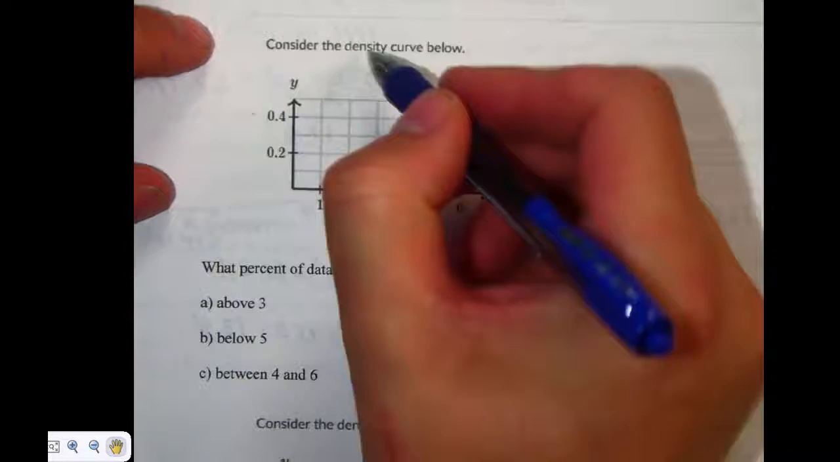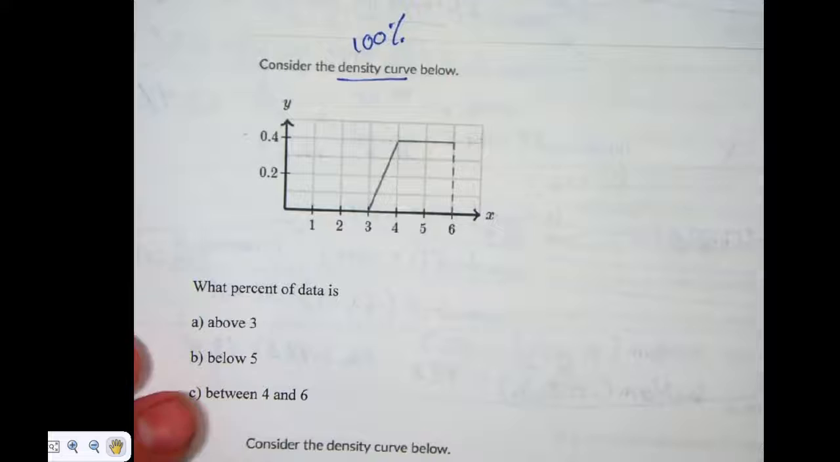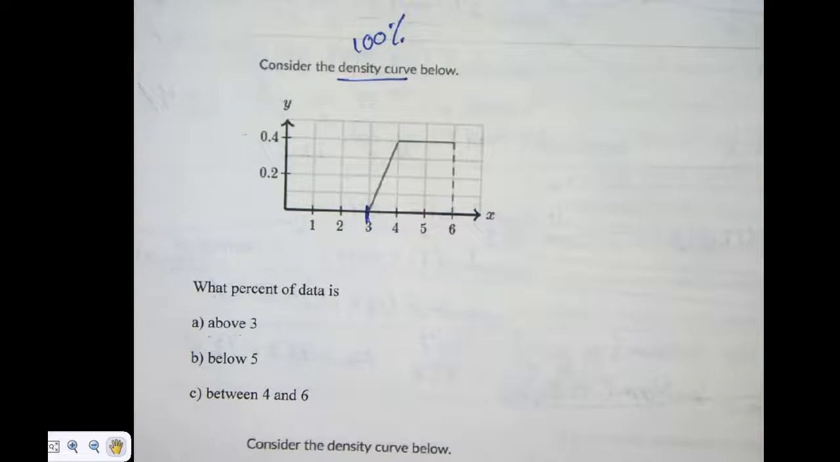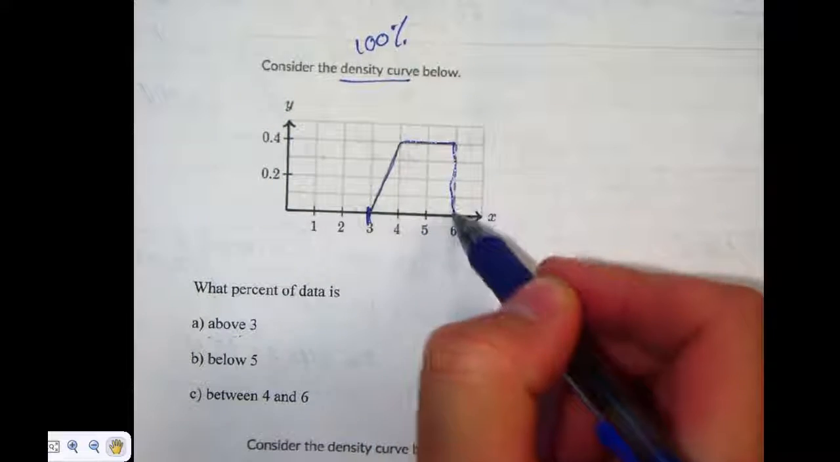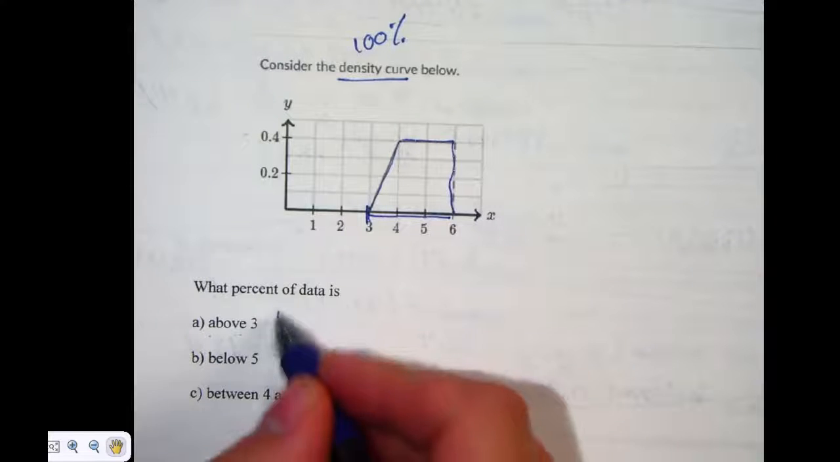Any density curve shows you 100% of the data. If you add up everything in a normal curve, it's 100%. When I ask what percent of the data is above, below, or between, you're figuring out the area underneath it. So what percent of the data is above 3? The entire density curve is above 3, so 100%.